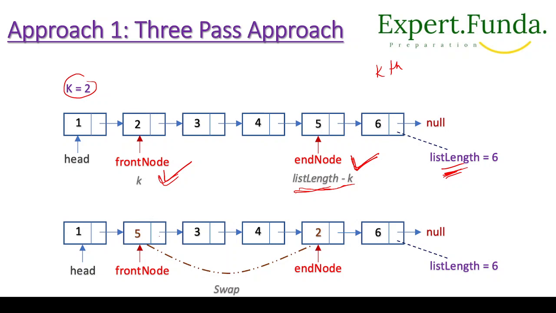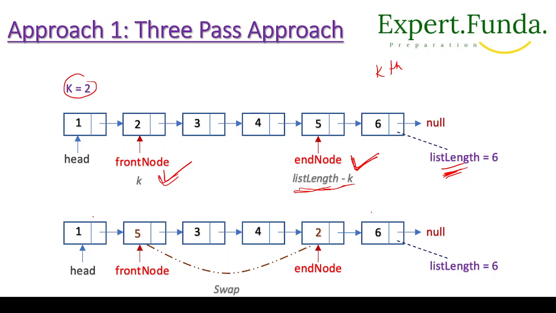In this approach we will take 3 passes. The first pass: we find the length of the list by traversing each node from the head to the last one, and we increment the counter by 1 for each node, so we can find the list length. This is pass 1, in which we find the list length.